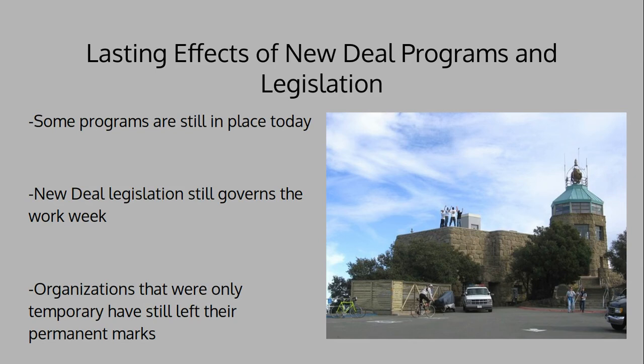For one instance, in the picture on the right there, you've got an observation tower in, what is it, Mount Diablo State Park, here in California, and that was built by the Civilian Conservation Corps during the New Deal, or while that program was in effect.